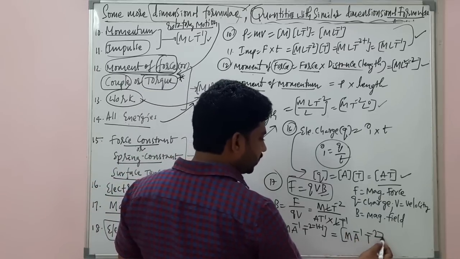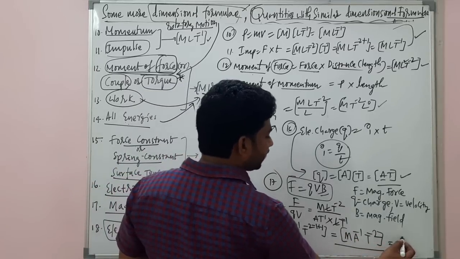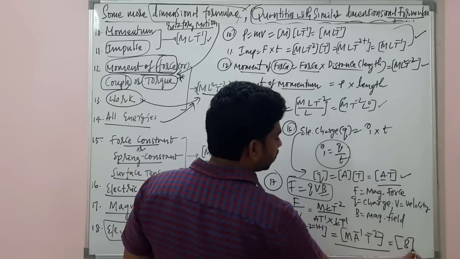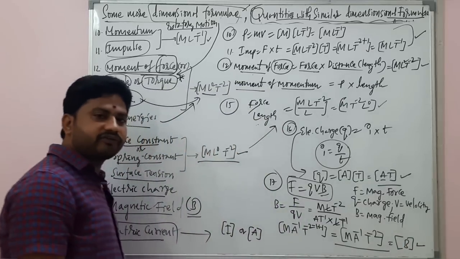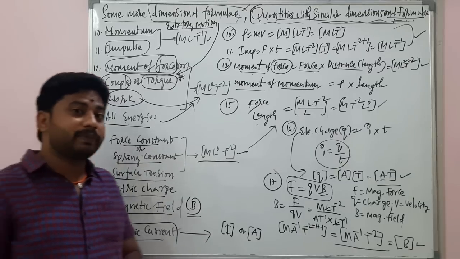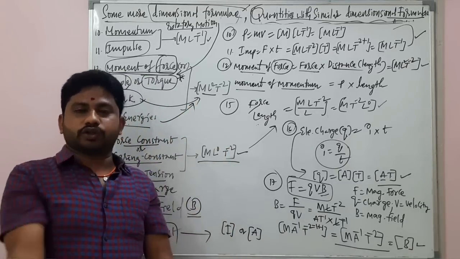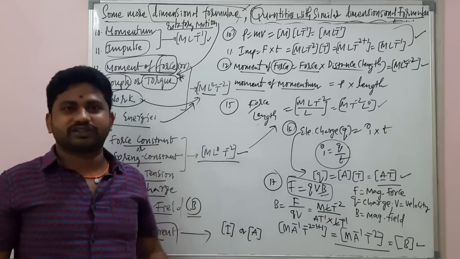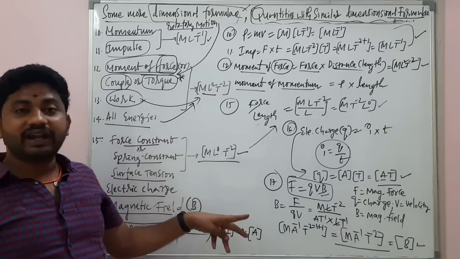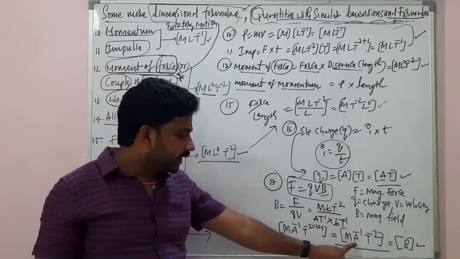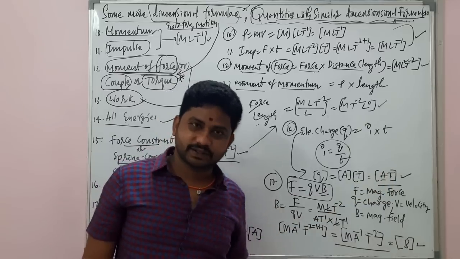So the dimensional formula of magnetic field is what? I'm not talking about magnetic force, because magnetic force dimension will be equal to the general force dimension. Magnetic field dimension will be M A minus 1 T minus 2.